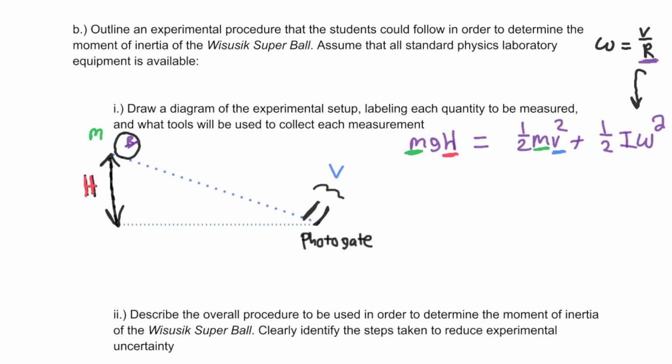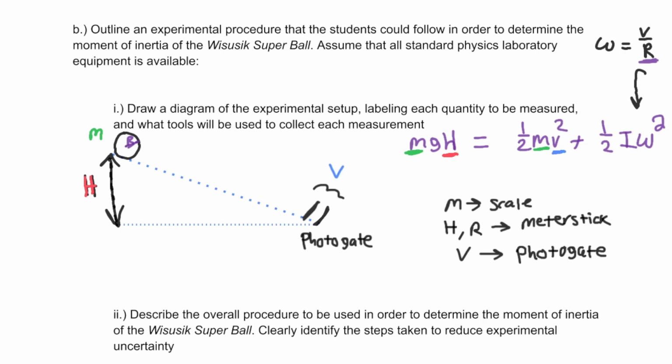So that's it. We can get m from a scale, of course. We can get h and r from a meter stick or ruler. And we can get v at the bottom of the incline just from a photo gate. So measuring all those things and letting our ball roll to the bottom, it'll spit out the speed.